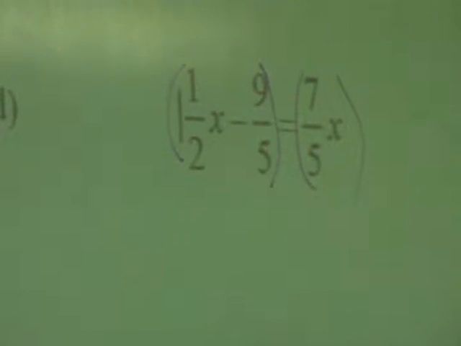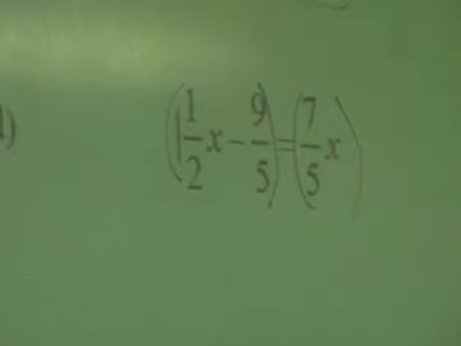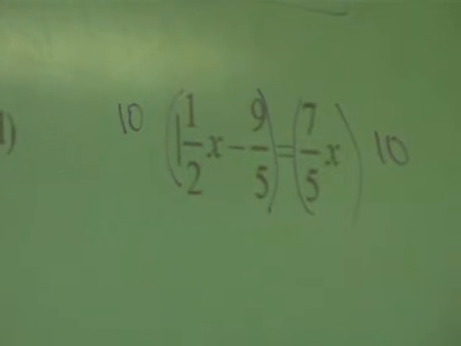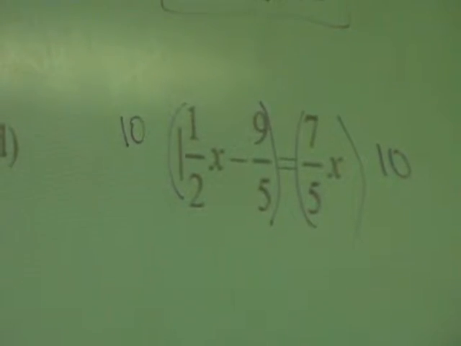Multiply both sides of the equation by something that will enable me to get rid of the fractions. What's a common denominator for all the denominators? 10. 10 will do it. Multiply by 10. Get rid of that blinking cursor there.